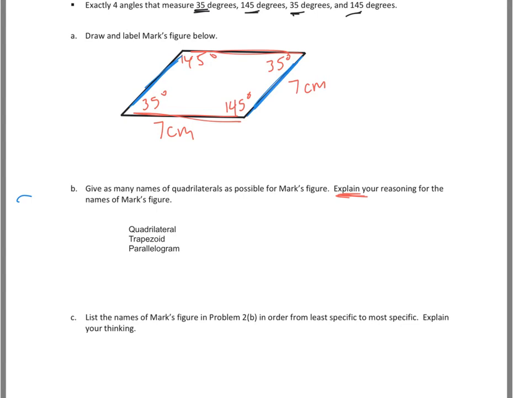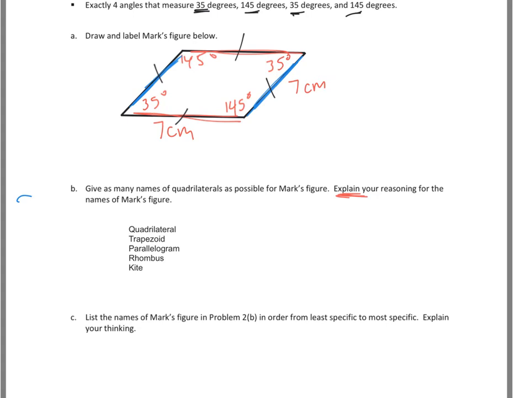When all sides are equal to each other in measurement, so I have 7 centimeters, 7 centimeters, 7 centimeters, 7 centimeters, I know that I also have the characteristics of a rhombus. So I have a couple different ones that I could possibly be using. Another one that you might want to consider with this is a kite for the characteristics that we have talked about before. So you're going to want to get your explanations down. There's a few of them to look at as possibilities.